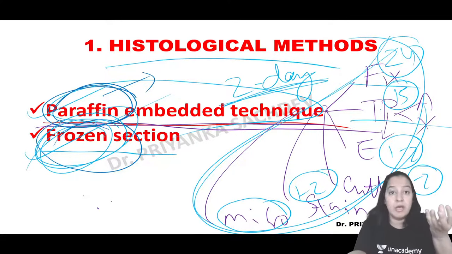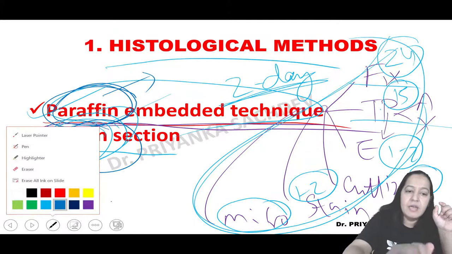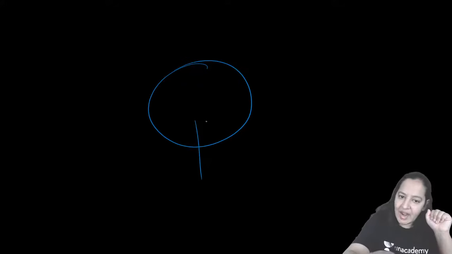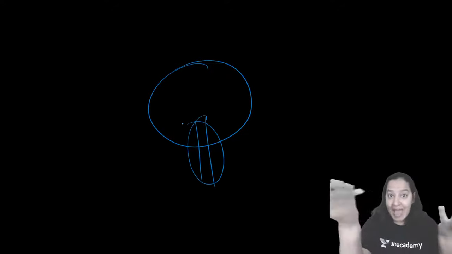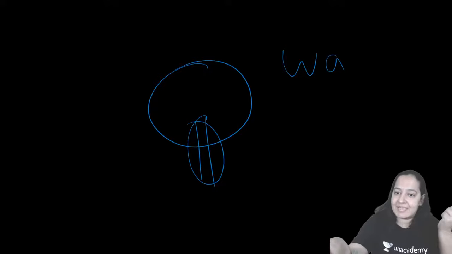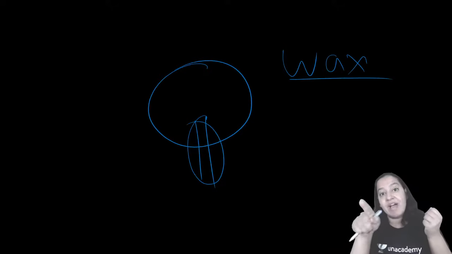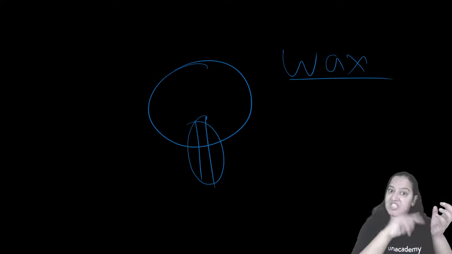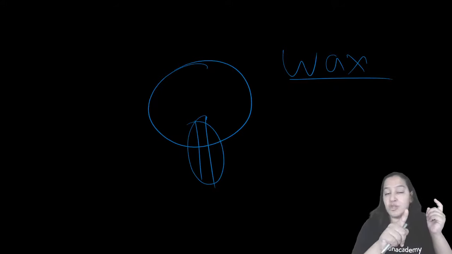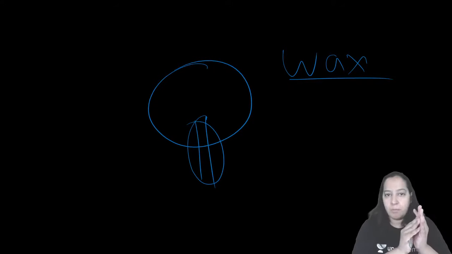So what? So you have the tissue. You have a breast lump in your hand. This is the lump. Now you will cut it. You will take one section out. Now in the paraffin embedded technique, this section was embedded in wax. For embedding in wax, you have to do tissue processing and fixation before. Without fixation or tissue processing, you cannot embed in molten wax.